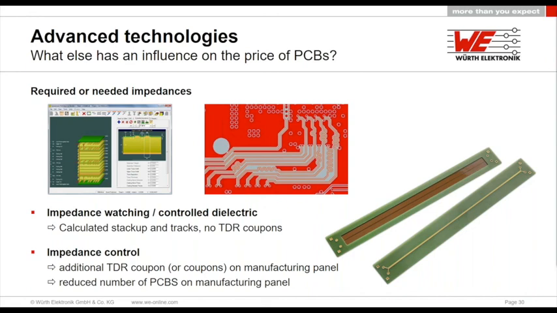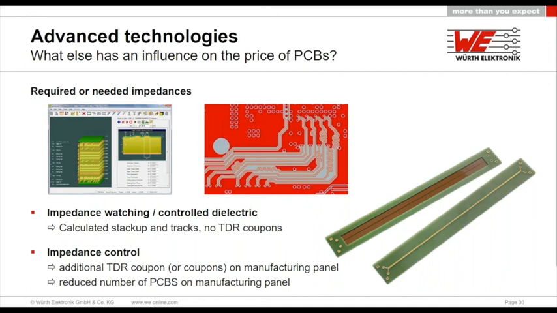So you cannot place that many PCBs on the manufacturing panel because you have to place those coupons on the panel as well. So when you look at cost, it means fewer PCBs. We've already talked about the occupancy. Fewer PCBs, the cost is increased because you have fewer PCBs.